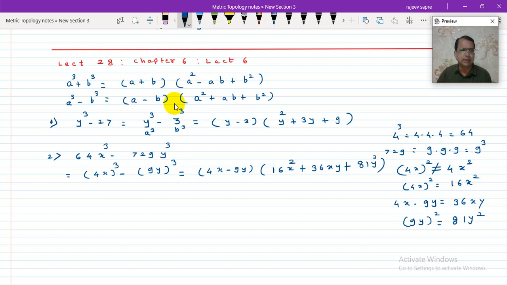Another problem we will do. Say it is third: 16a cube minus 128b cube. Now see, 16 is not the cube of anything. Also 128 is not. See, 128 is double of 64. Let us write it properly here. This is what happens in this problem. Okay, about that problem.